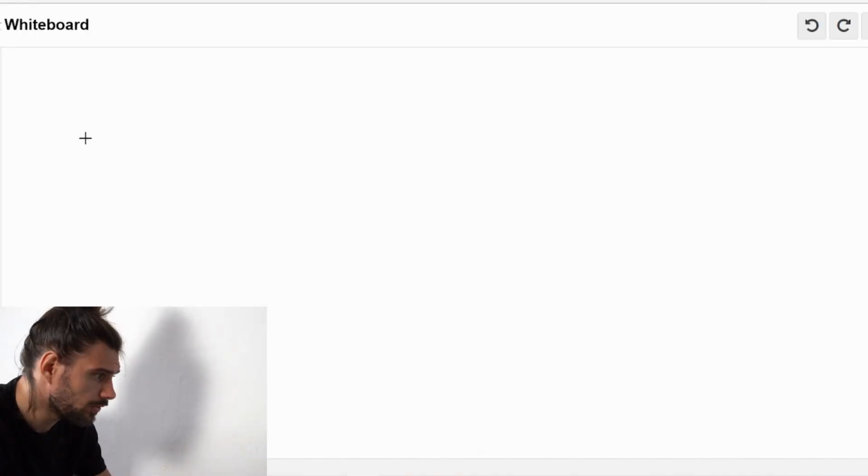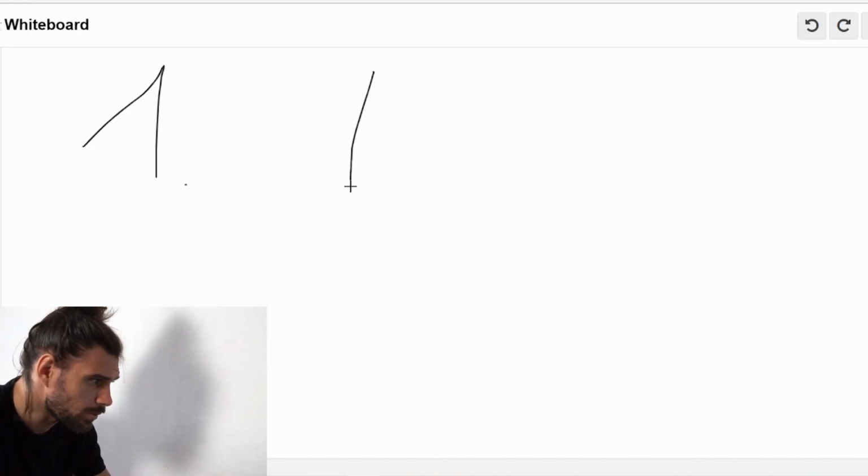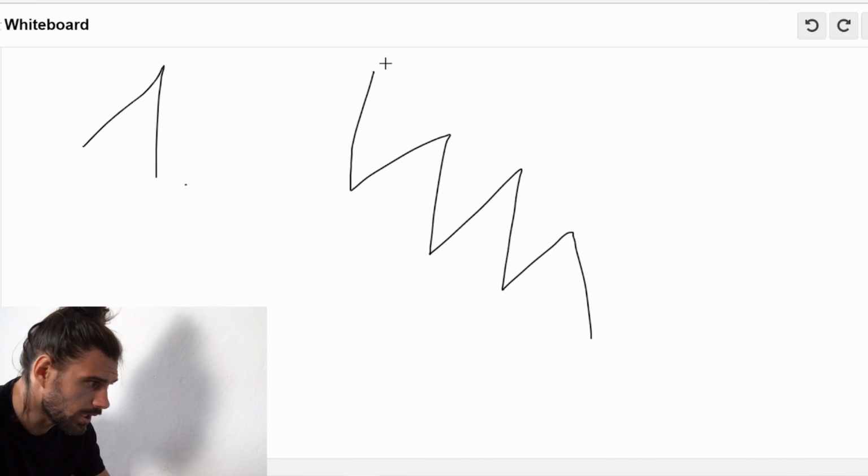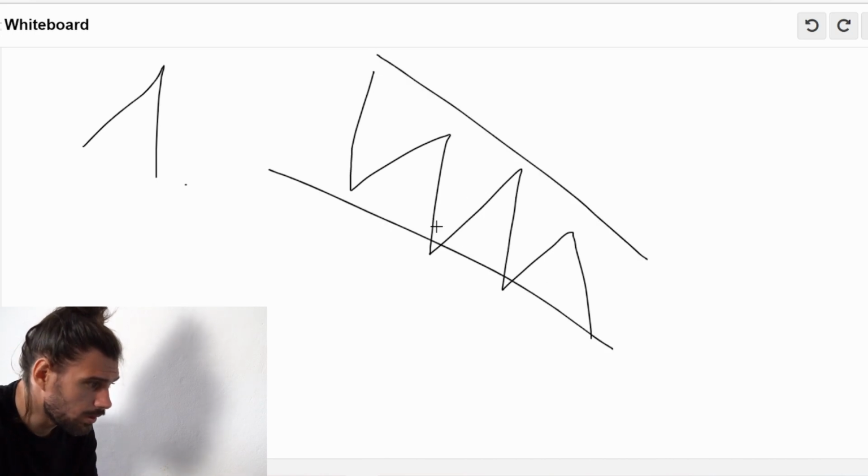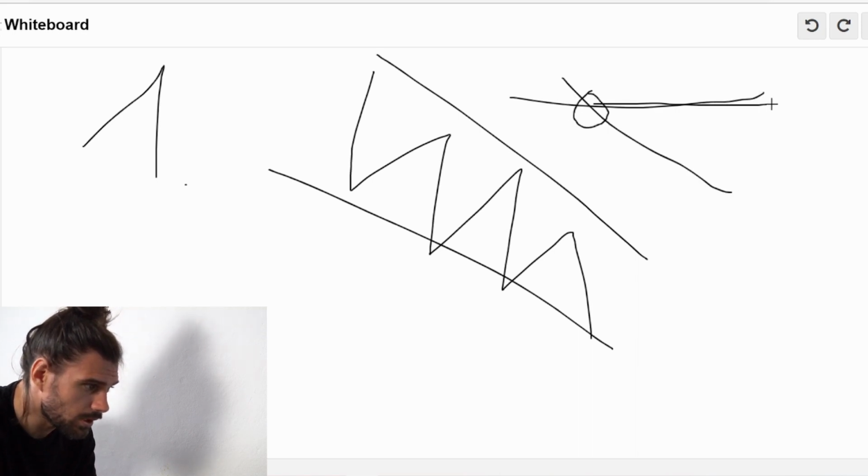So the first rule for this strategy, I want a bearish trend, so I want the market to go down. I want the market to form lower lows and lower highs, and at the same time I want the 200 EMA and the 50 EMA crossed, so I want the 200 EMA above the 50 EMA.